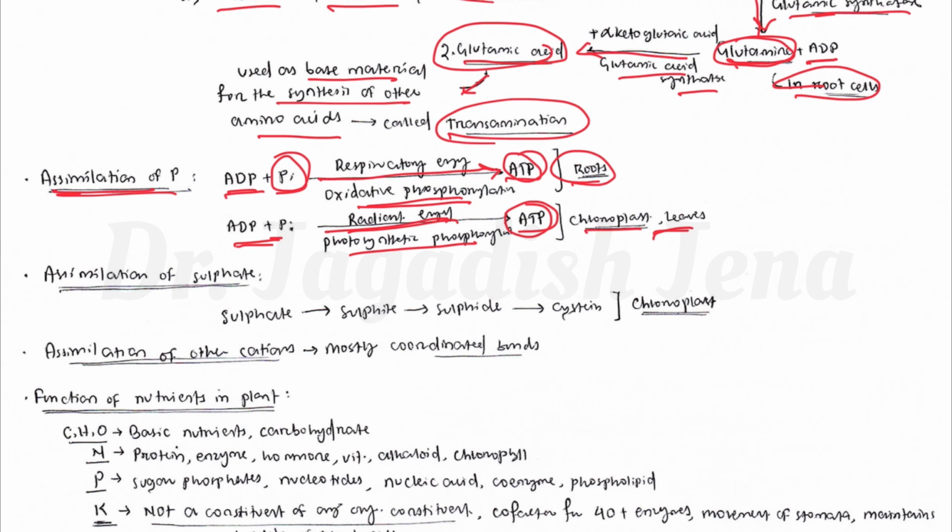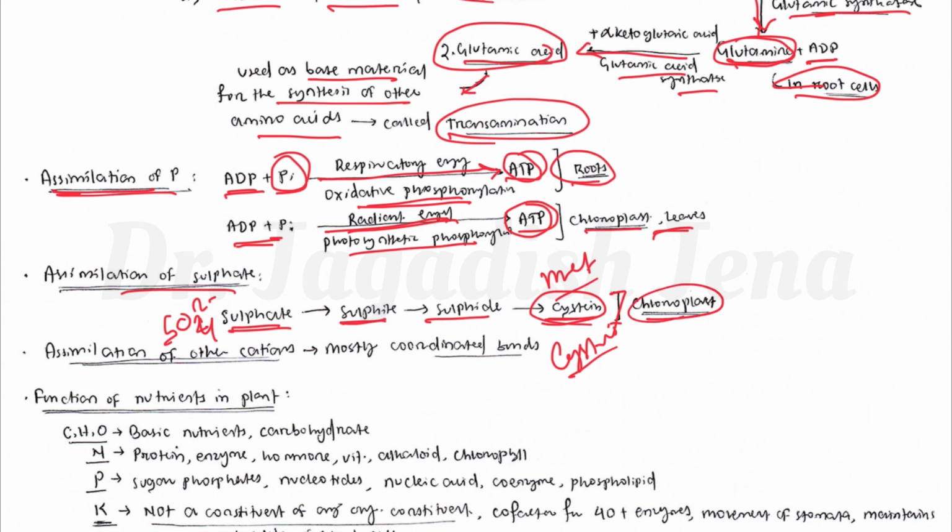Otherwise, inorganic phosphate is attached to ADP and it converts to ATP, and that ATP is used in different metabolic activities. Now assimilation of sulfate. Again, sulfate is taken up by the plant as SO4 2 minus. So sulfate is converted to sulfite, sulfite to sulfide, then cysteine. Cysteine is a sulfur containing amino acid. Another sulfur containing amino acid is methionine. These are sulfur containing amino acids, and this process happens in the chloroplast, and these amino acids help in synthesis of different proteins in the plant.